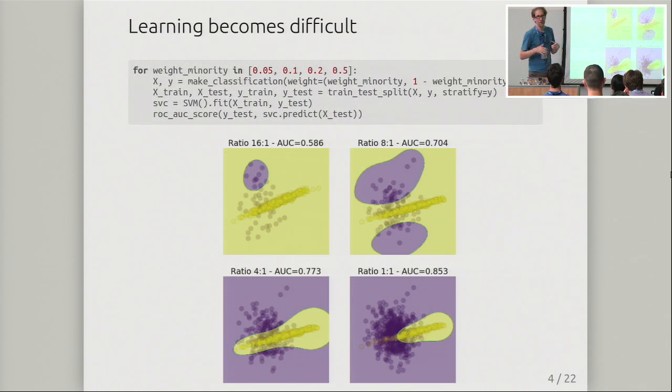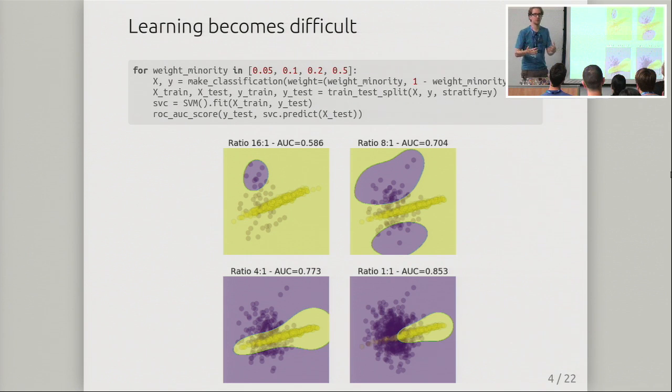So what exactly is the issue? The issue is the following. Let's start with a small data set where I have some yellow points here and some other points here, so I have two classes. The issue is that one of the classes will be underrepresented compared to the other class, and here I have different ratios. So here it is highly imbalanced, and here it is equally balanced.